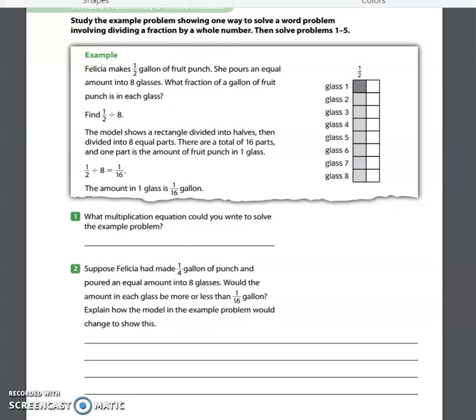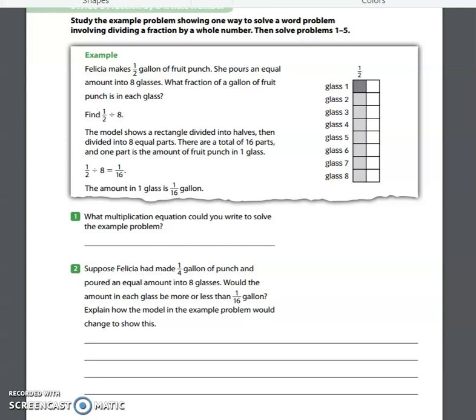Next question says, Felicia makes a half a gallon of fruit punch. She pours an equal amount into 8 glasses. What fraction of a gallon of fruit punch is in each glass? So she would divide it by doing our half divided by 8. The half is what she had in a gallon, and she divided it by the 8 glasses.